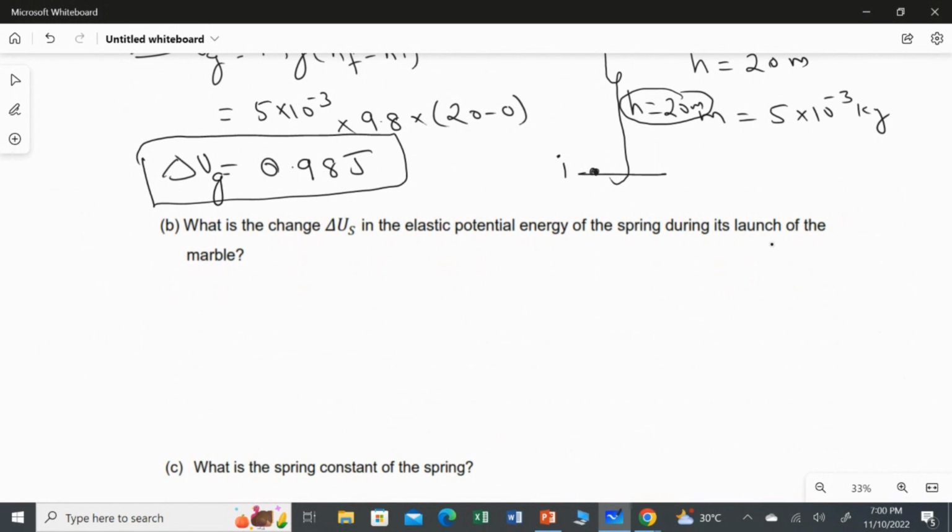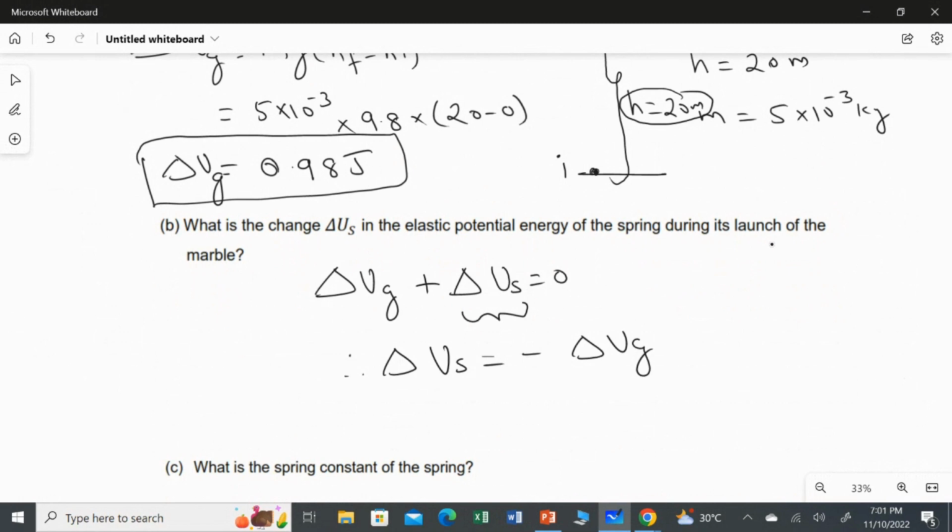So that means here we have to use the conservation of the mechanical energy. Am I right? So what we studied in the theory? Change in gravitational potential energy plus change in elastic potential energy is equal to 0, right? So we are going to find the value of this change in elastic potential energy. Therefore, the change in elastic potential energy is equal to negative of change in gravitational potential energy, right?